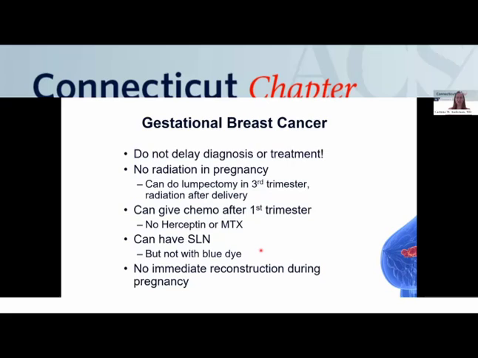Gestational breast cancer, the big thing is that you don't want to delay diagnosis or treatment. If you see a woman who is pregnant or lactating with a breast mass, you never want to assume it's just pregnancy or lactational changes. You want to get imaging and biopsy if indicated.